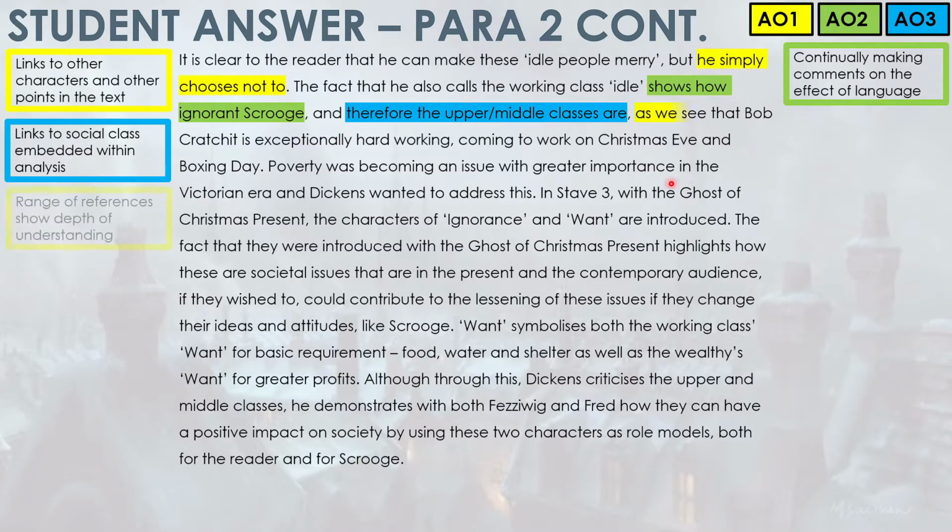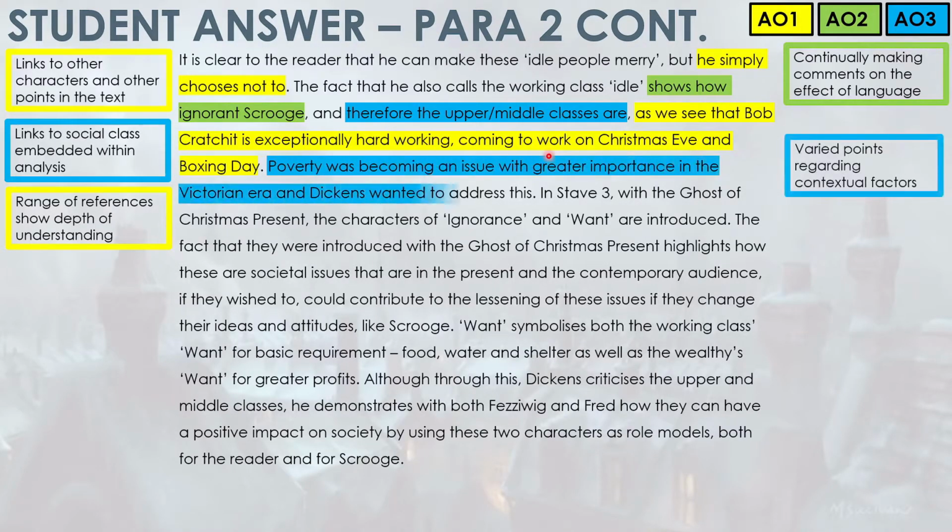upper and middle classes. We see Bob Cratchit is exceptionally hardworking, coming to work on Christmas Eve and Boxing Day. Again, these are references and not quotes, and that's still very helpful. We understand that these are things that happen in the novella that are difficult to quote. You do not have to quote everything. Again, a bit more context, poverty being an issue of greater importance. Shifting references across the whole novella to show the knowledge and understanding.